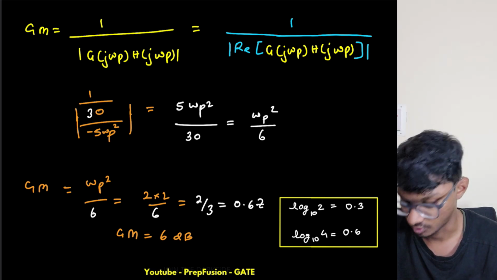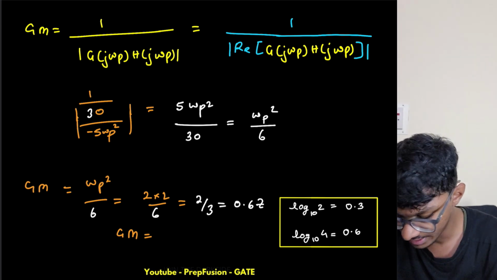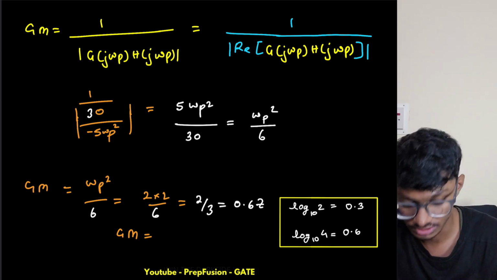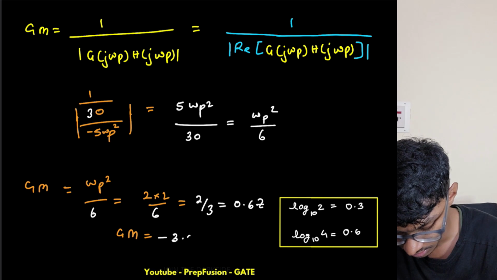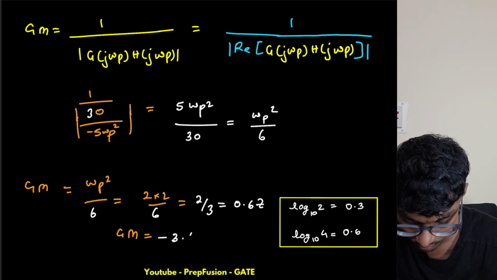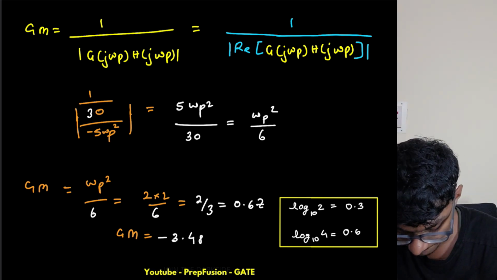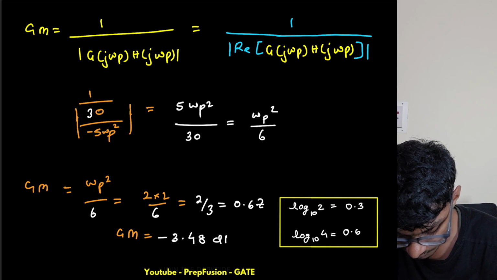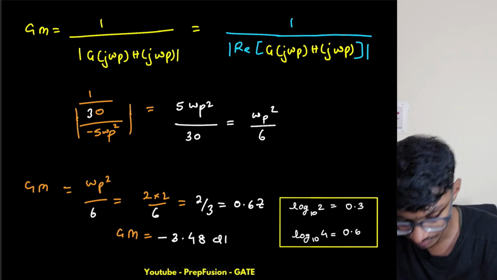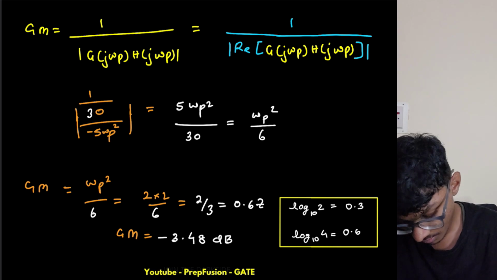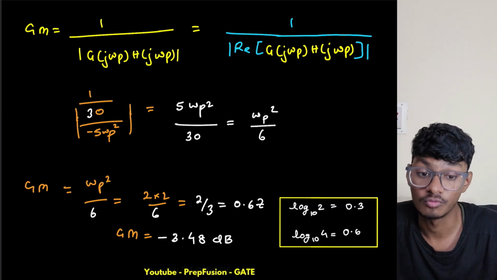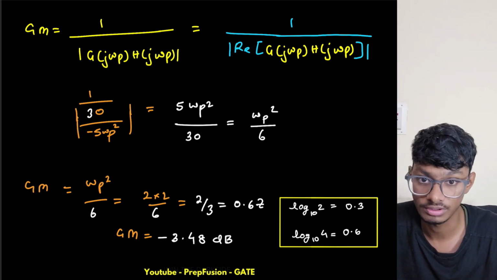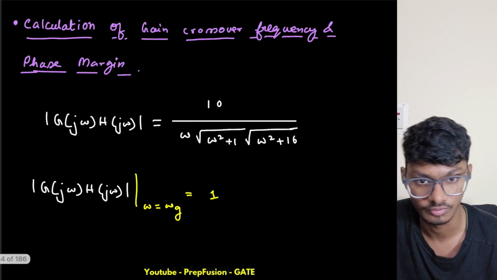This time it is coming negative. So I've already written it down. So in dBs, this is something negative, okay? This is not positive. Minus 3.48, minus 3.48 dBs, okay? So my GM is coming negative. What does this signify? What does this mean? All this we will understand when we do the comparison.